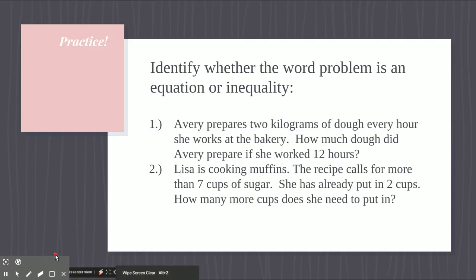All right, on these notes, you actually do not need to write these down in your foldable, but what you are going to do is answer the questions on Edpuzzle. So take a couple minutes and try to identify whether this is an equation or an inequality on both of these problems.